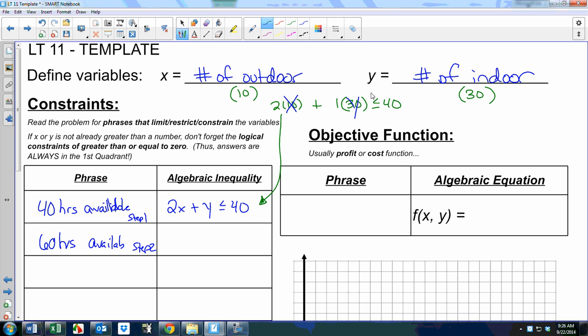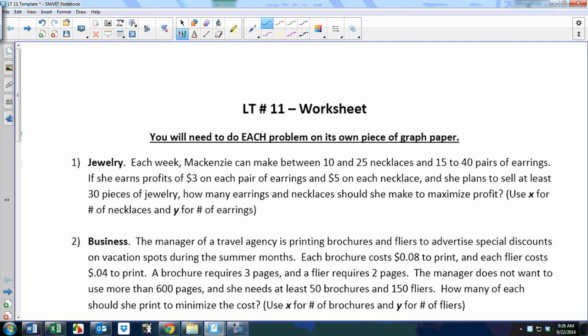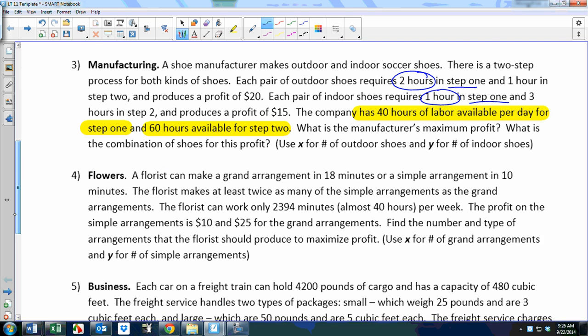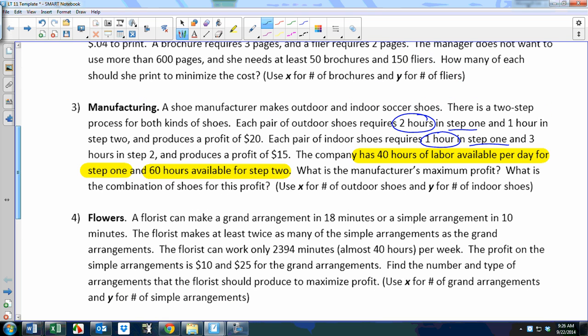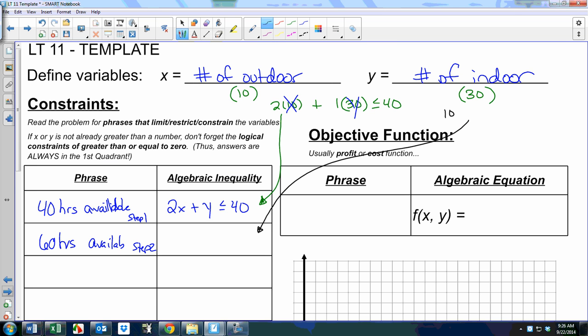60 hours available. So thinking about that phrase, 60 hours available, can you, in step 2, make those 10 outdoor shoes and 30 indoor shoes? I don't know if I can, so I got to go back to the problem and see. So I'm thinking about step 2 only. 10 outdoor shoes. The outdoor shoes in step 2 take an hour apiece. So those 10 outdoor shoes are going to take 10 times 1, 10 hours.